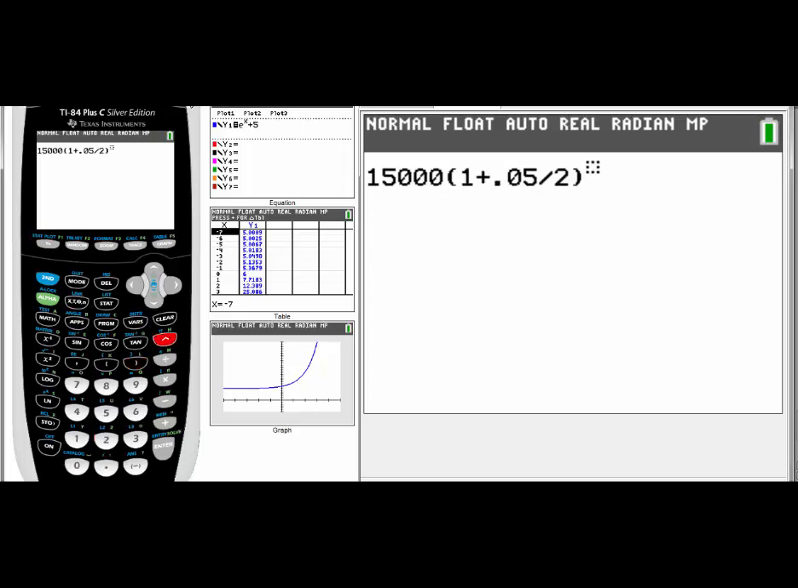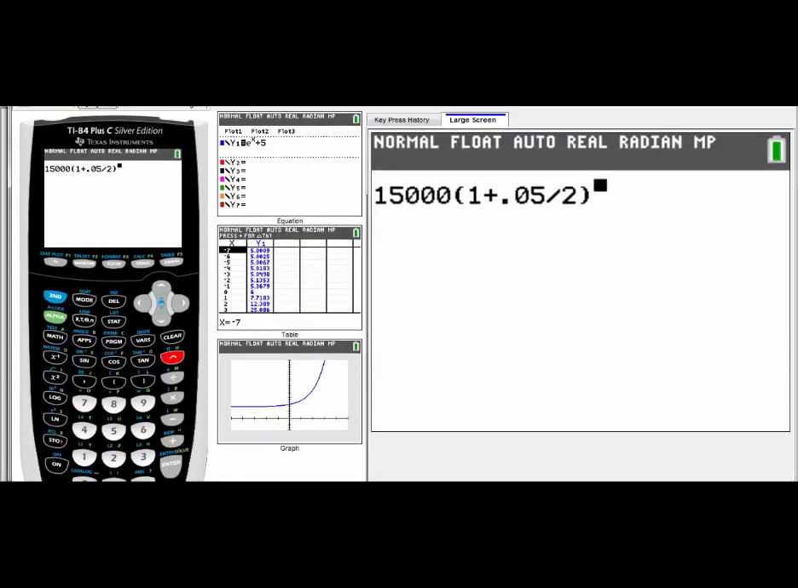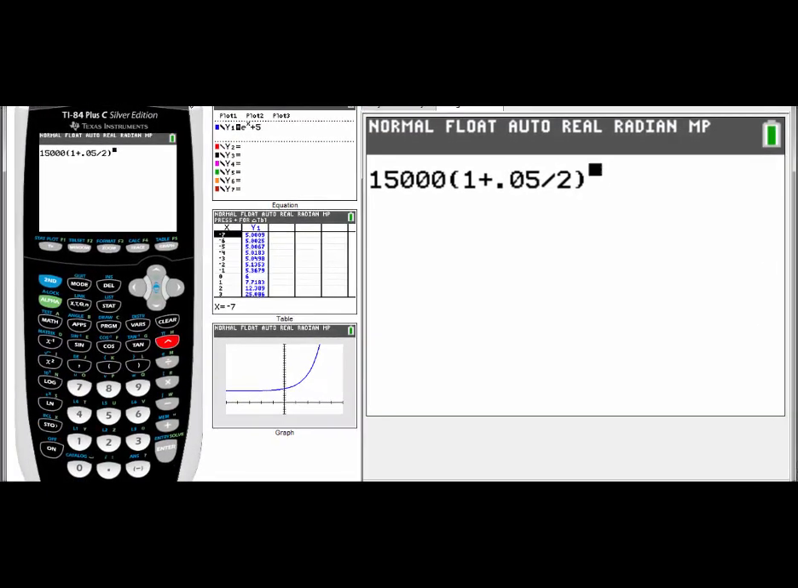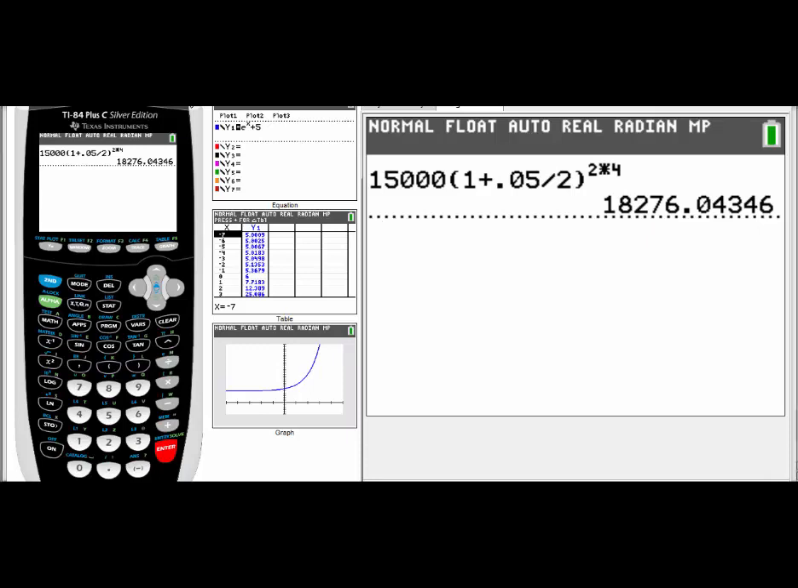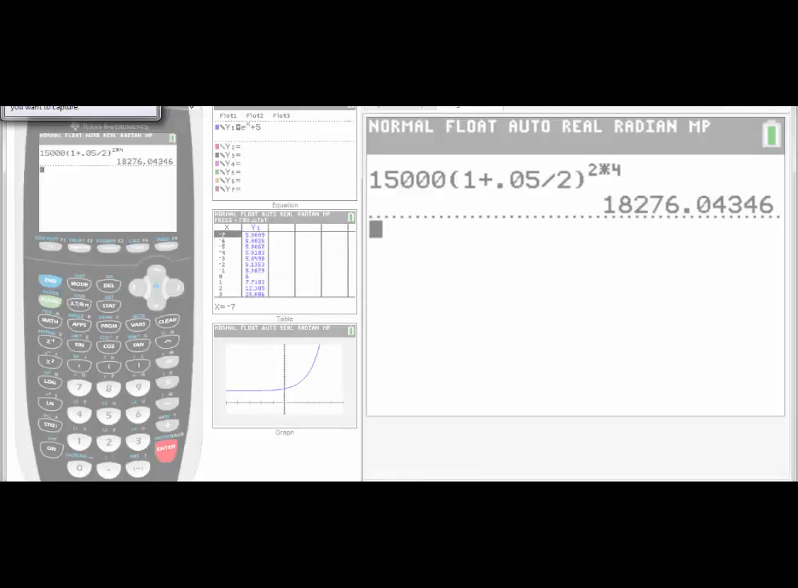Now if you have a caret key that doesn't jump up into your exponents, you need to put parentheses here, because now I need to make sure I multiply by my parenthesis in my exponent of 2 times 4. And I know 2 times 4 is 8, and I could just put an 8 here, but I just want to kind of type out what everything is for this particular problem. So here I get $18,276, and if I rounded this to the nearest cents, that would be 4 cents. So this is how I put this into the calculator to figure out how much this value actually is.